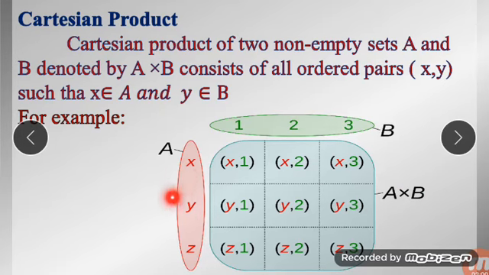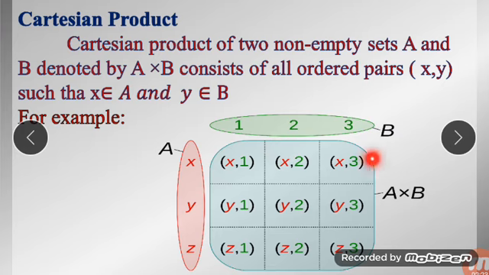So let's have the maximum relation between the elements of these two sets. We can relate x with 1, x with 2, x with 3. Similarly, y with 1, y with 2, and y with 3. Then z with 1, z with 2, and z with 3. Here we have connected every element of set A with set B. So this is known as Cartesian product.